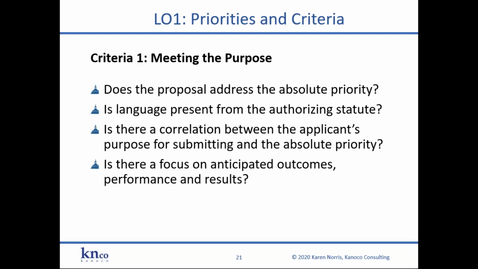Is there a correlation between the applicant's purpose for submitting and the absolute priority? In other words, are you submitting a program that is aligned with the absolute priority, or do you just have a program that you want funded and you're searching for any possible grant to submit, no matter what that grant is for? You always want to make sure that you are in alignment with the absolute priority. Is there a focus on anticipated outcomes, performance, and results?